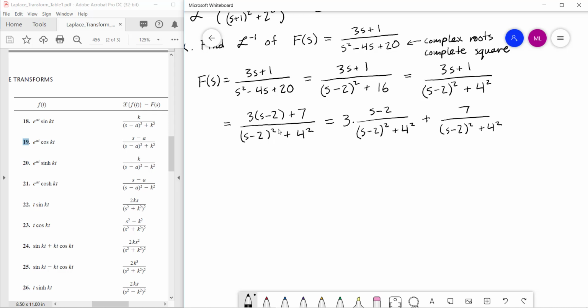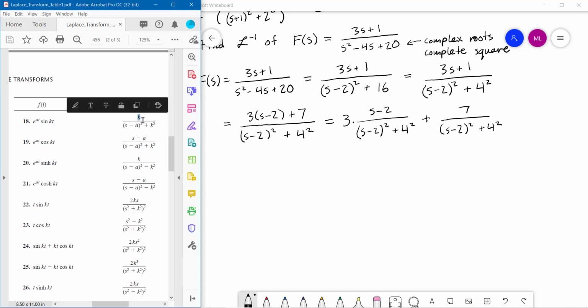That factor of 3 can get pulled out, as we've already seen, outside of our inverse transform. This other piece looks very similar to the piece that I've got right here. Right? This piece leads to e to the at times the sine of kt, and it requires a constant in the numerator. But the constant here needs to match the constant down here. So for this to match exactly, I wouldn't need to have a 7 up here. I'd need to have a 4 up here.